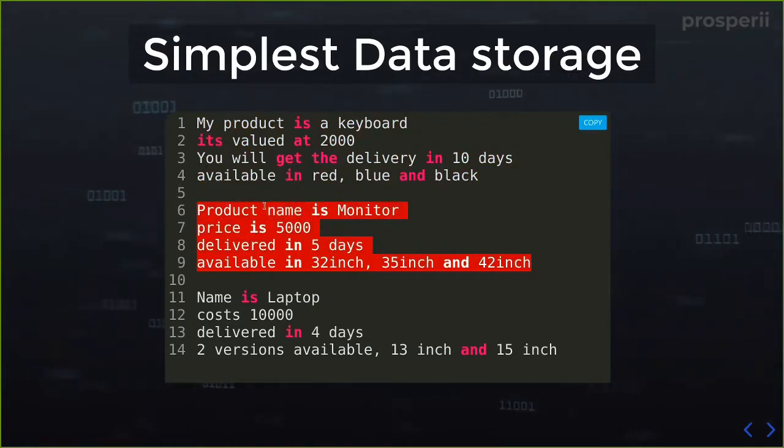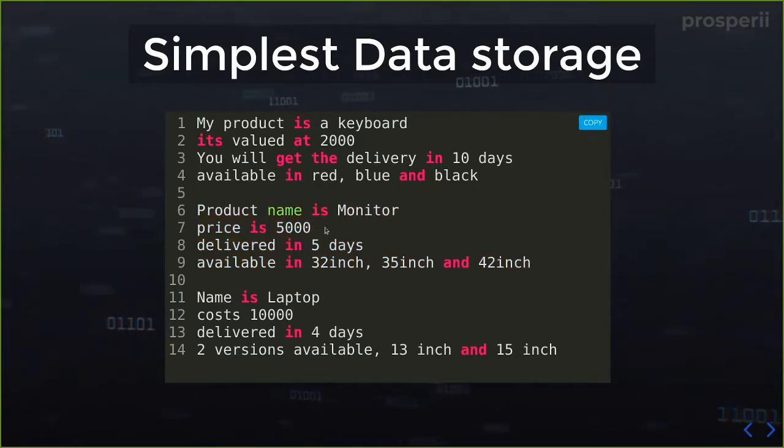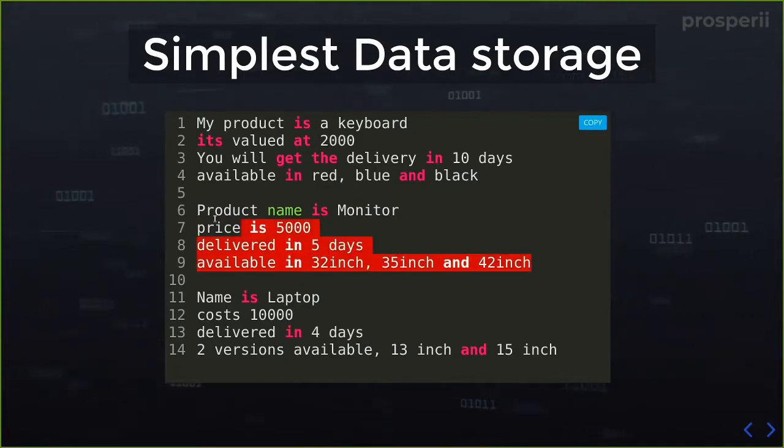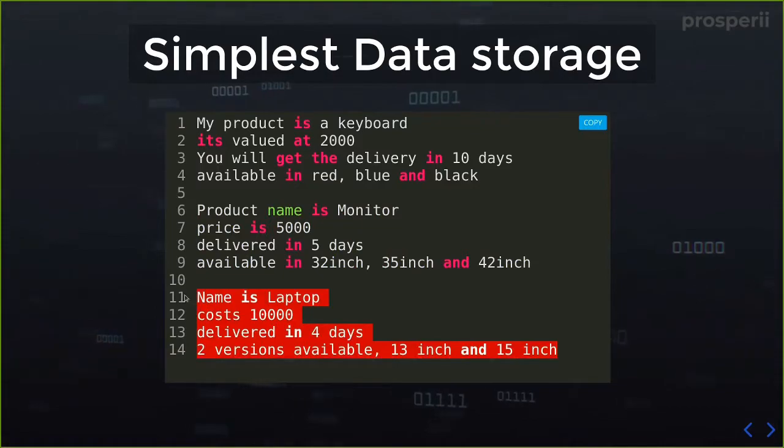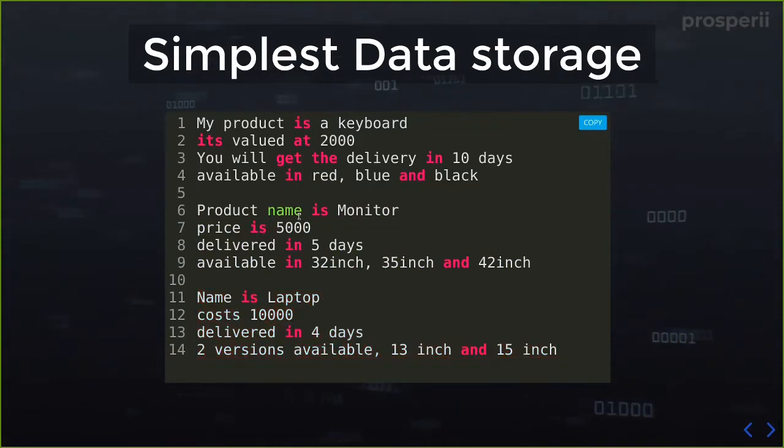Now we have structured the sentence in a little bit different way. For example, over here we have product name is monitor, then price is 5000, then delivered in 5 days. So essentially all the important parameters of a monitor are stored in sentences. So this is one way of storing data. Then similarly we have laptop. So these are the 3 products which we will be holding in our particular e-commerce website.